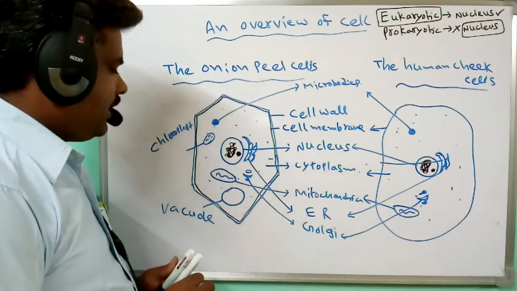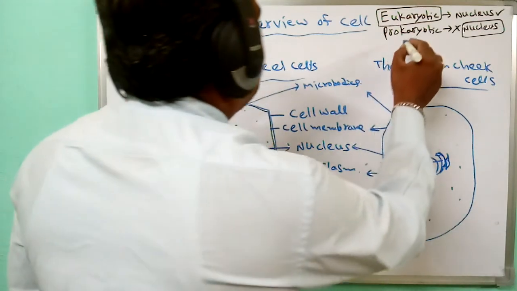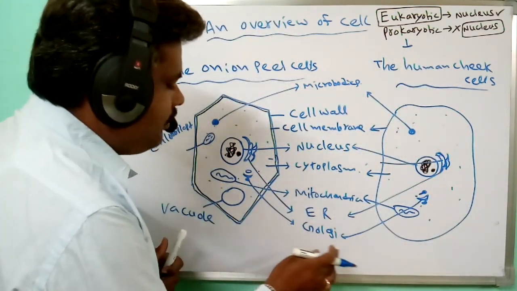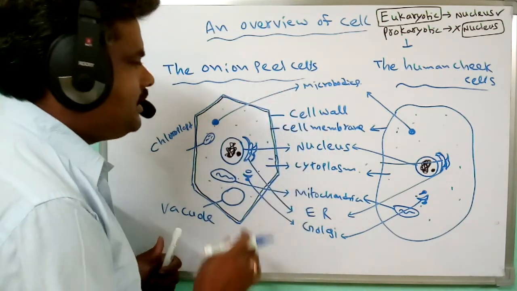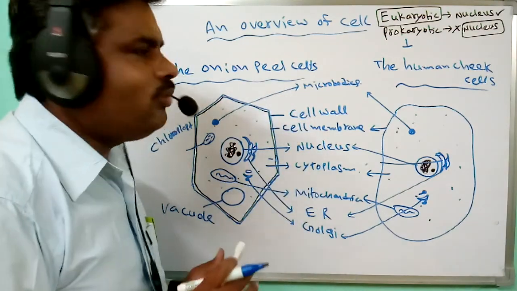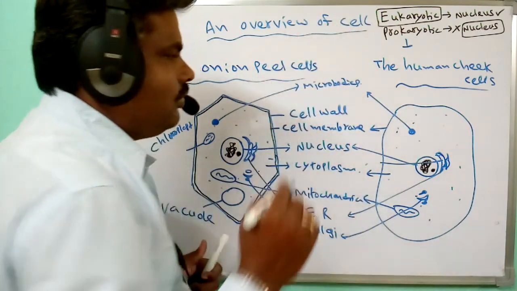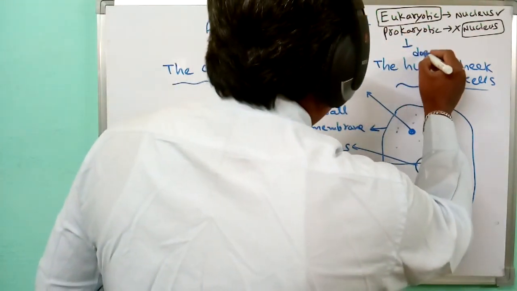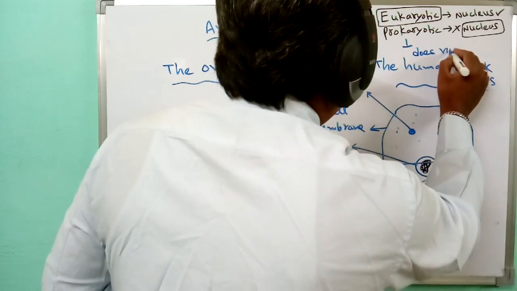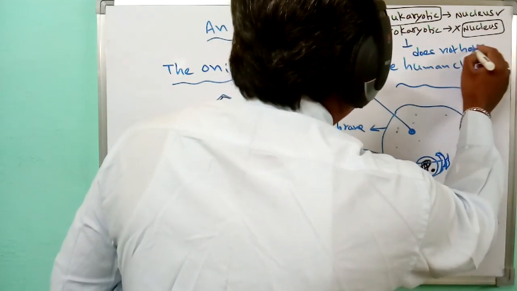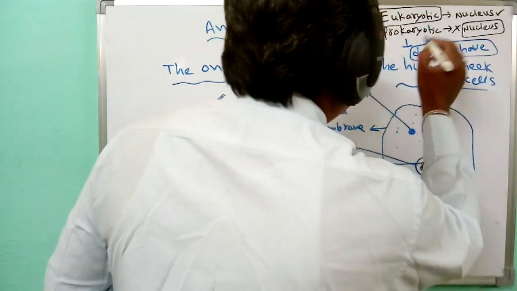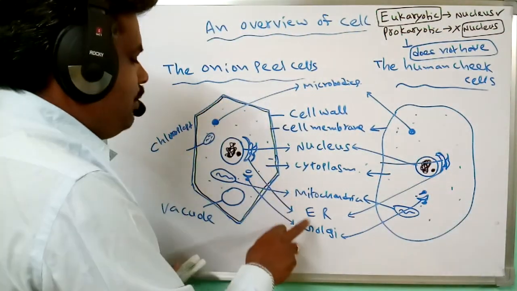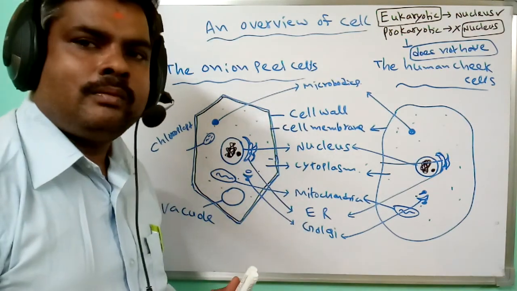Next, another important thing is that these membrane bound structures like mitochondria, endoplasmic reticulum, Golgi apparatus, microbodies and vacuoles are present only in eukaryotic cells. The prokaryotic cells do not have these membrane bound structures.